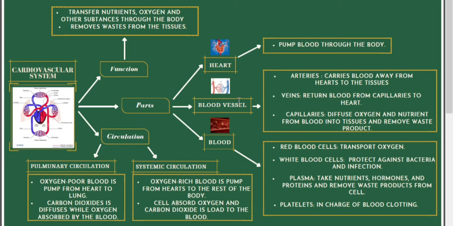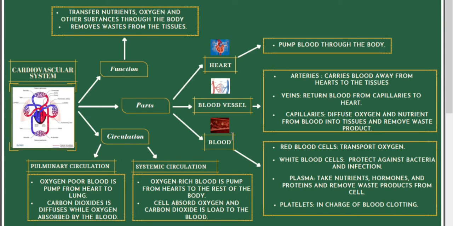is divided into three, which are arteries, vein, and capillaries. Arteries are used to carry blood away from heart to the tissues. Vein is used to return the blood from the capillary to the heart, and the capillaries are used to diffuse oxygen and nutrient from blood into tissues and remove waste product.